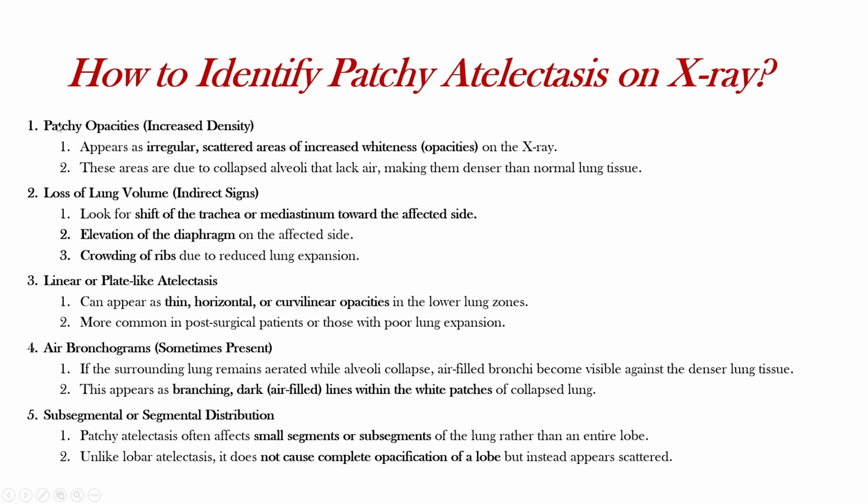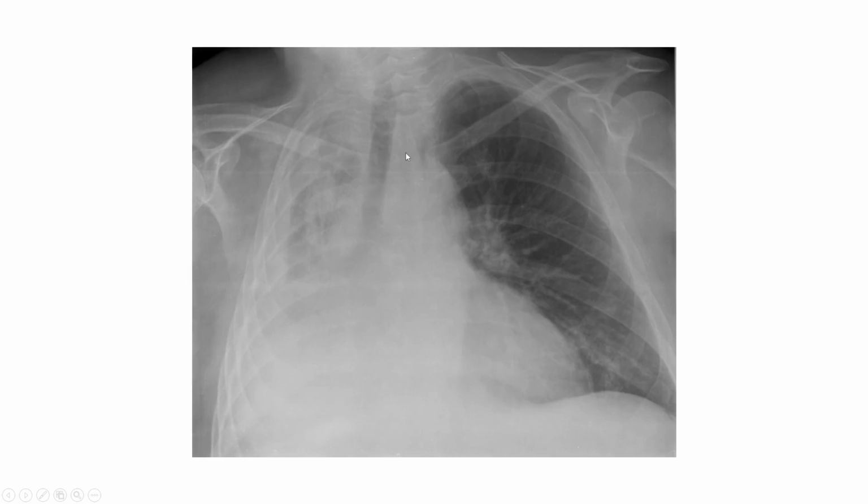First of all, we have patchy opacities. The opacities are increased whiteness in the place. And this is the first thing that we will notice as we see in the picture. For example, here we see that they have an increased opacity.